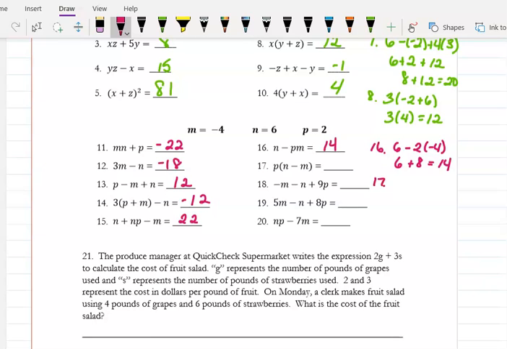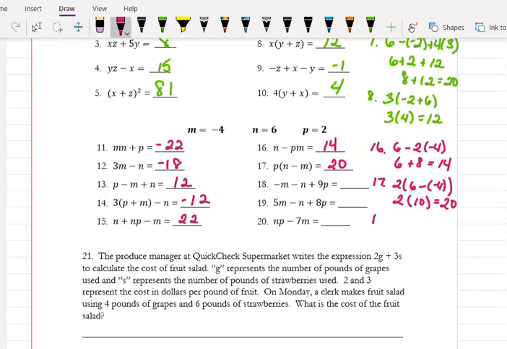Number 17, p is 2 times n minus m, negative 4. Okay, so in the parentheses, we have a double negative, so that's really 6 plus 4, which is 10, and then 2 times 10 would be 20.